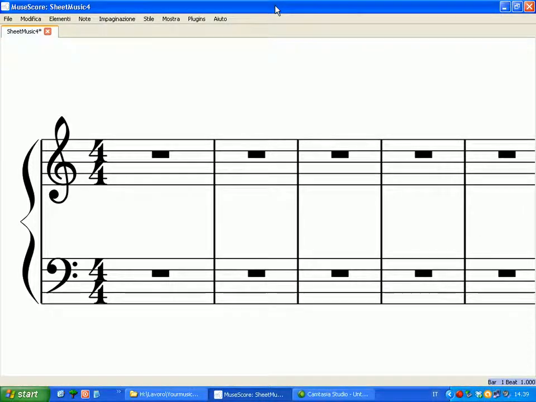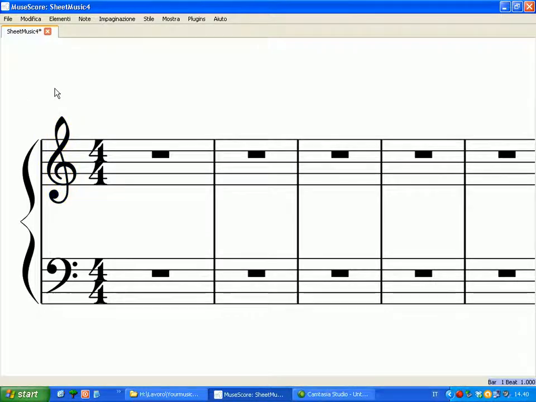So at this point, once we have determined the duration of the note, now we have to find the pitch of every note of our sheet music. So how can we do? It is quite easy. We have to consider two elements, which are of course the staff and the clef.